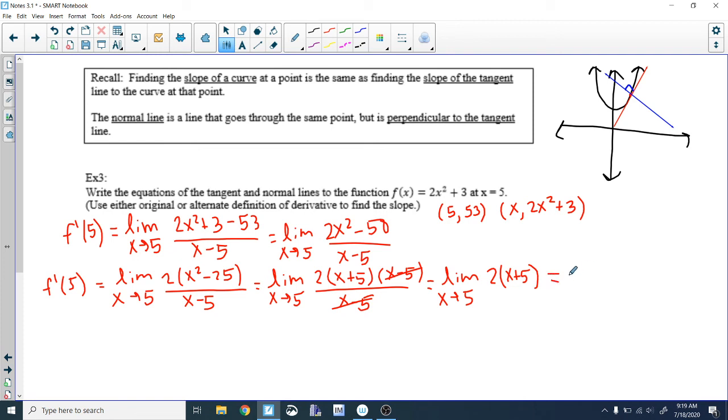Okay, sub 5 in. And that gives us a derivative of 20. Now, I'm just checking that in my head. Yep, that's good. That's what we want there.